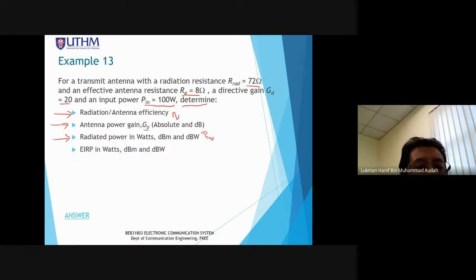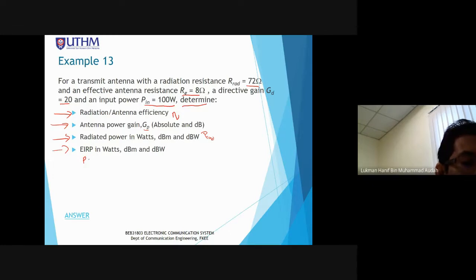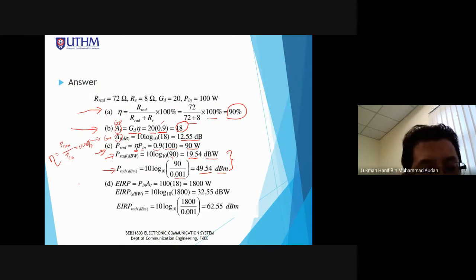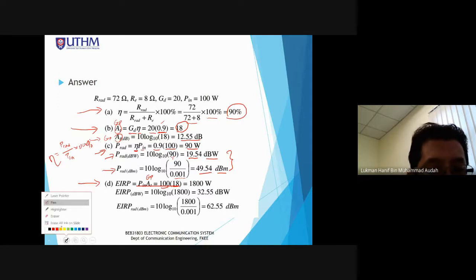Then find the EIRP in watts, dBm and dBW. So EIRP, remember, is power multiplied with the gain. Either P input multiplied with power gain, or P radiation multiplied with the directivity gain. In this example it uses P input. So P input multiplied with GP. GP, the power gain, we already obtained earlier, 18. So P input 100 watt given in the question multiplied with the power gain we found in the second question. So we get here 1800 watt.